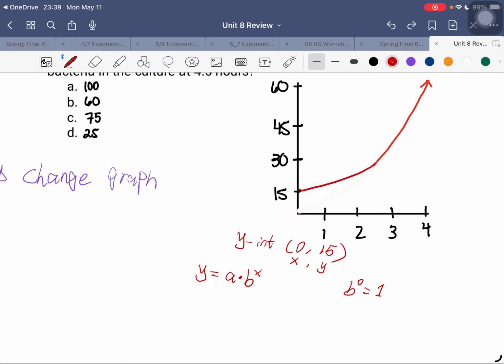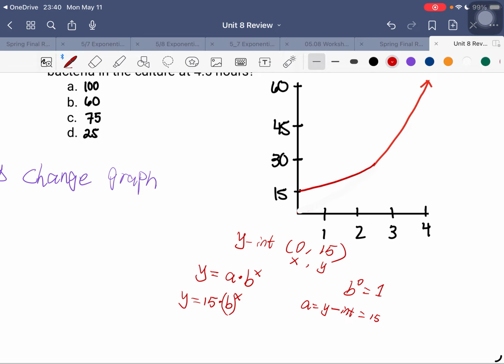So now I can know the y-intercept, a, equals 15. Let's rewrite this equation. It will be y equals 15 times b to the power of x. Alright, now I actually need to solve for b.